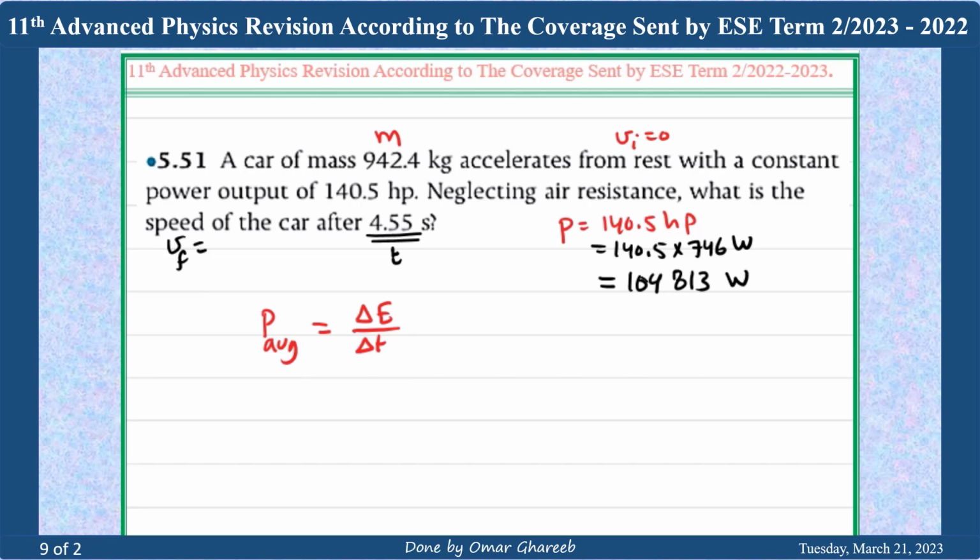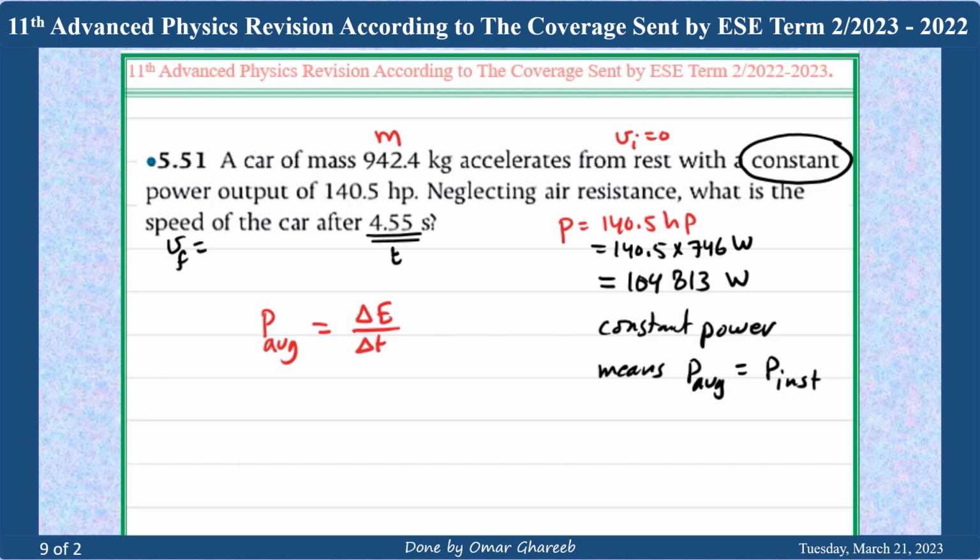Fortunately, the power is constant as mentioned by the question. What is the meaning of constant power? Constant anything means the average power equals the instantaneous one. It's a fact. When something is constant, the average is equal to the same amount. So we have here power equals, here we have only kinetic energy, so delta kinetic energy over delta T.